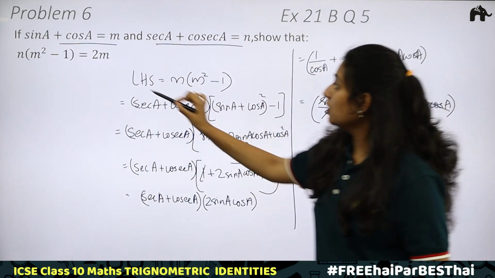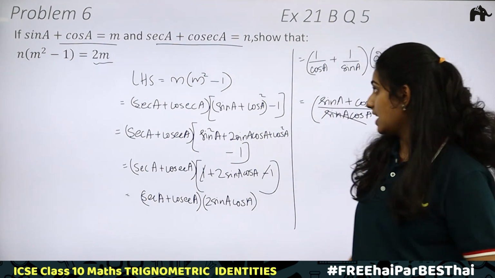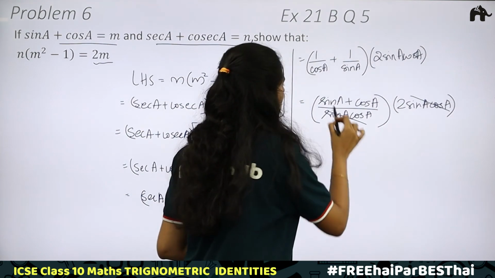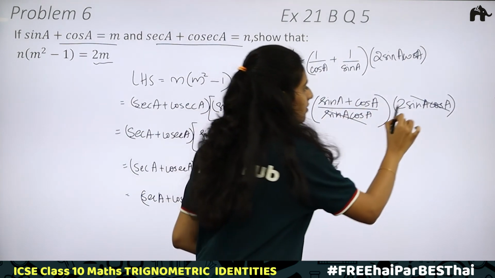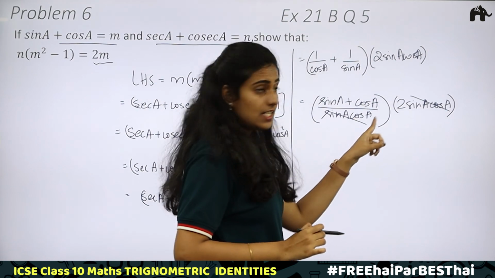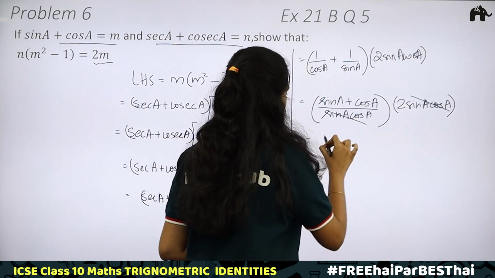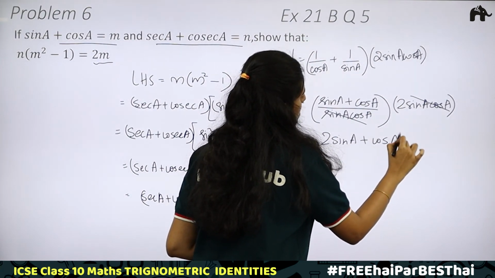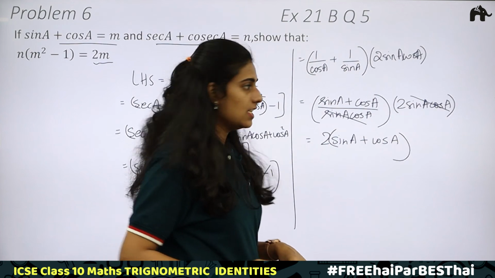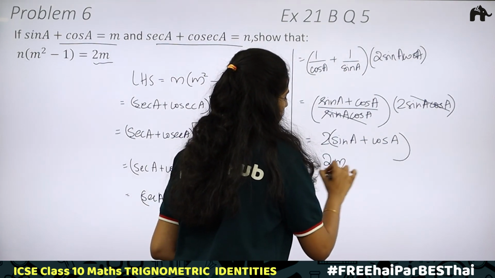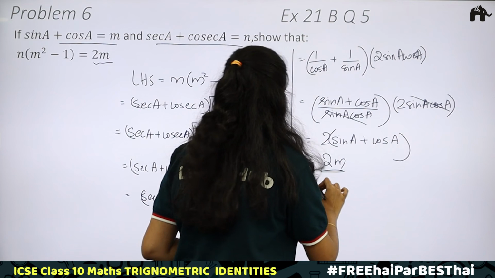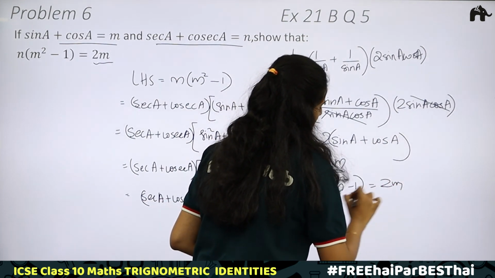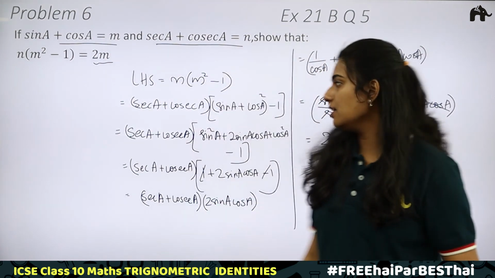What we need? We need to get 2m in the right hand side. Here what is m? M is equal to sin A plus cos A. So we got sin A plus cos A. And we have a 2 here. We only cancelled sin A cos A. 2 is remaining, that is 2 into sin A plus cos A. Sin A plus cos A is equal to m. Therefore, we get 2m. So we started with n into m square minus 1, and that is equal to 2m. So this is the required proof.